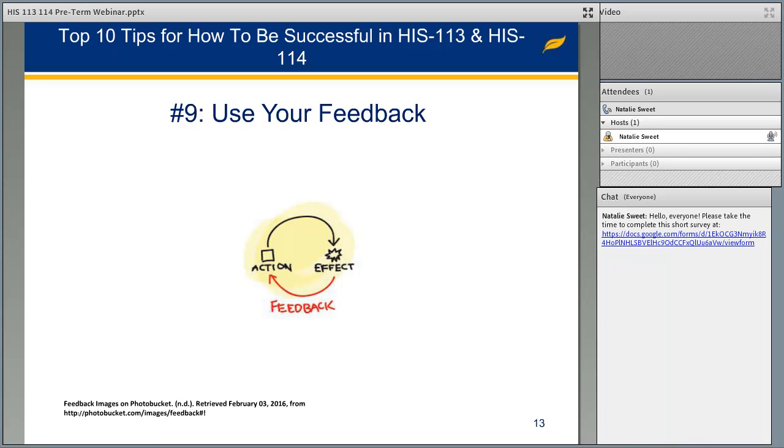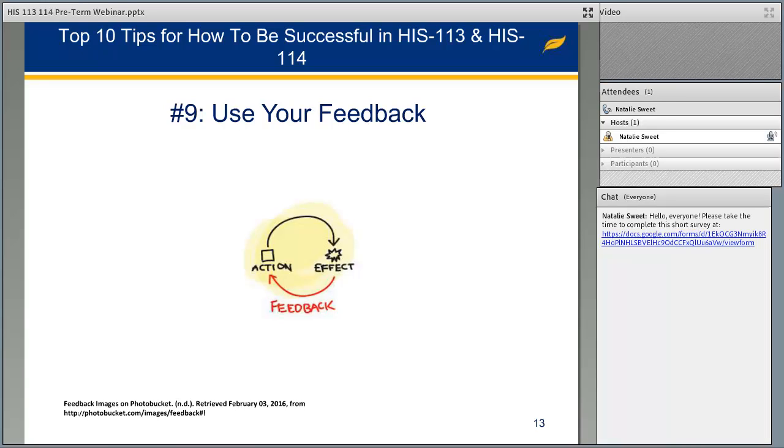On each of those milestones, your instructor is going to provide you with specific feedback on every element of your submission. Why is this important? Why is this key? Well, first of all, it's always good to look at feedback on any assignment because it's going to help you grow stronger as a scholar. But it's really important in History 113 and 114 because eventually those milestones are going to come together and will be pretty much cut and pasted into your final project.